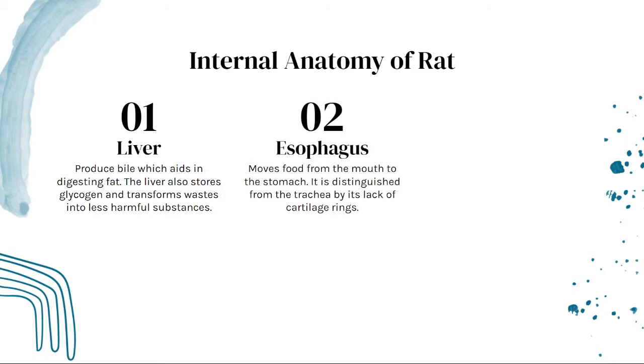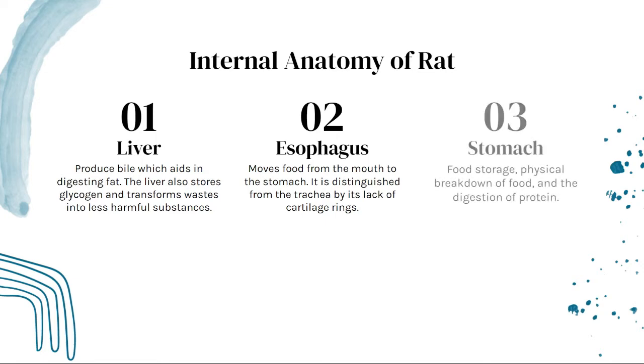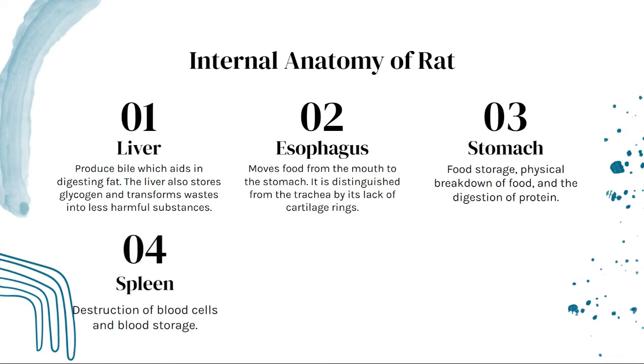The next one is the esophagus. The esophagus moves food from the mouth to the stomach. It is distinguished from the trachea by its lack of cartilage rings. The stomach's functions include food storage, physical breakdown of food, and the digestion of protein. While the spleen is associated with the circulatory system and functions in the destruction of blood cells and blood storage.